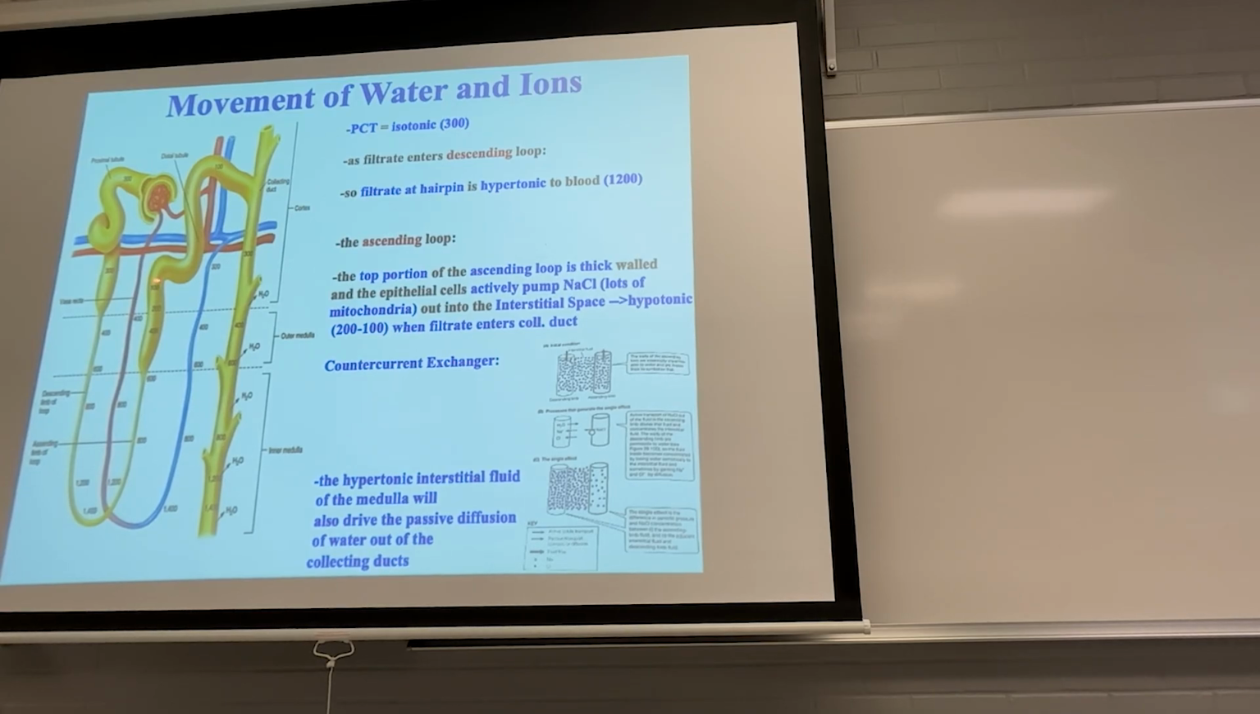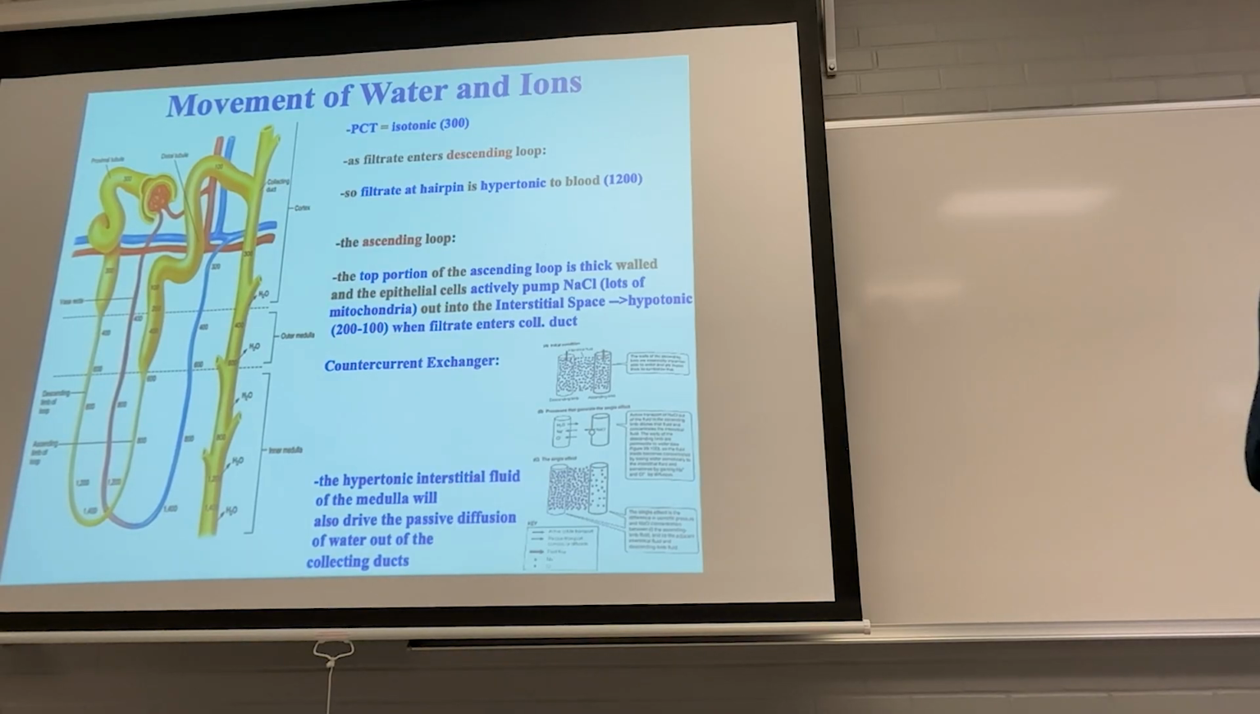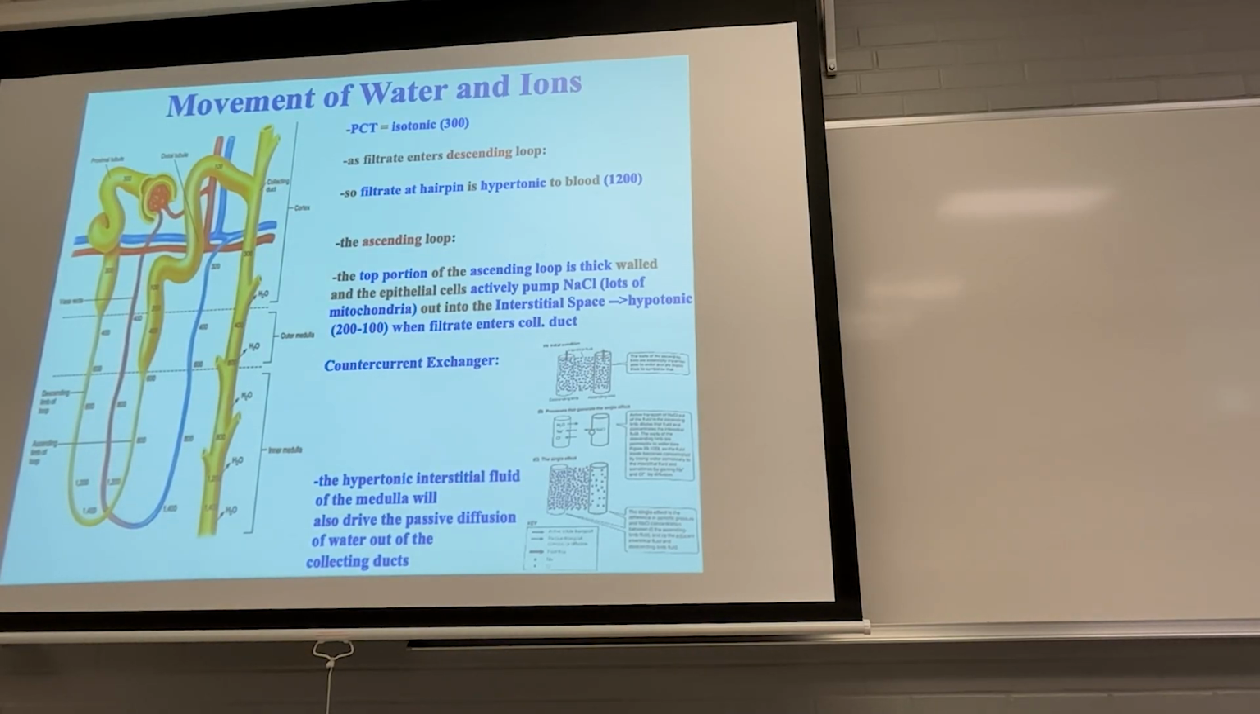And then most of the ascending limb is thick in structure. It's got a thick epithelium. And the reason for that is because this epithelium of the thick limb is going to have a lot of mitochondria in it. It's going to actually pump sodium chloride into the extracellular space. And so instead of being a classical exchanger, it's actually a countercurrent multiplier.